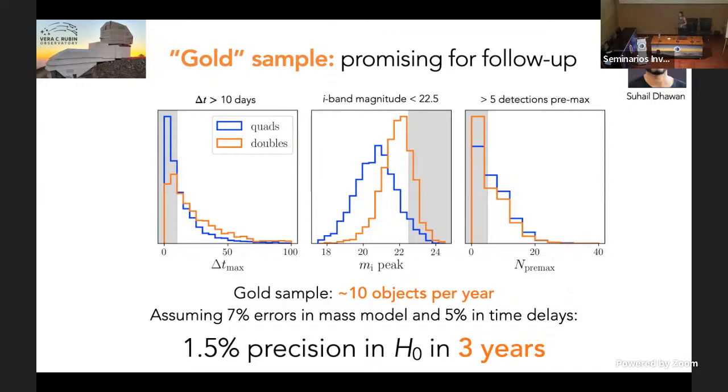That's great. Of course, this is more of an upper limit because undoubtedly we will miss some of these objects or we will not get the required follow-up that we need. But it's still a very promising result for such a new probe. It also means, though, that it's really important to be prepared. So we need to find these objects as soon as possible and trigger follow-up observations.